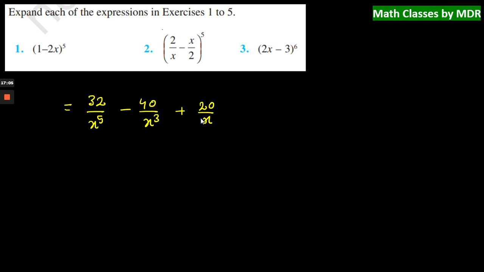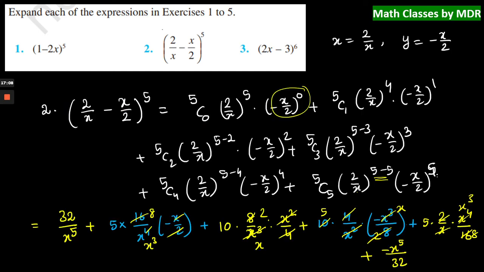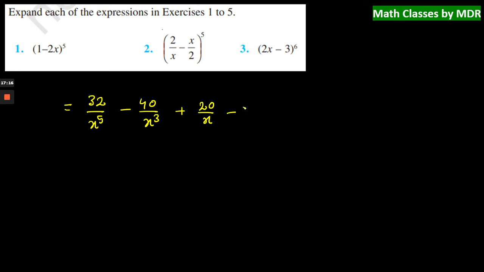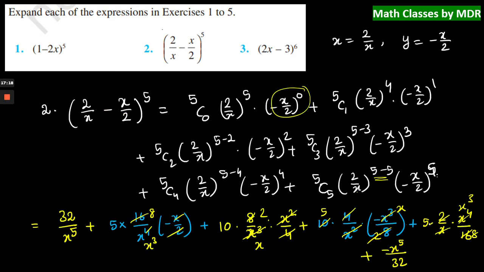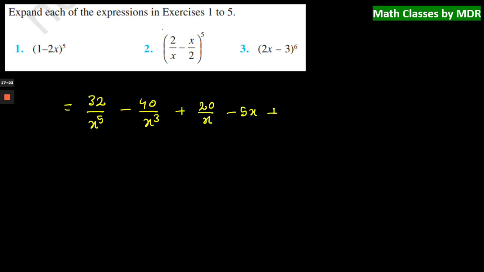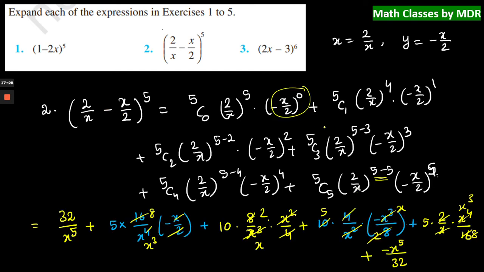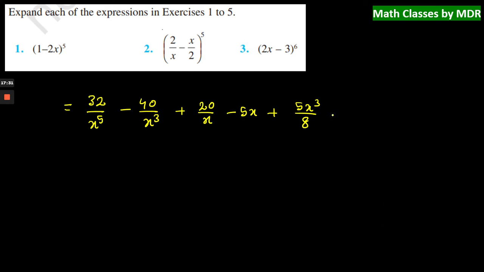Now the fourth term is 5 into minus x, right? So 5 into minus x is minus 5x. Now the fifth term is, we have here 5 by 8 into x cube, so that is plus 5x cube by 8. Now the last term is minus x to the power 5 by 32. So this is the answer for the second question. Now let's start with the third one.